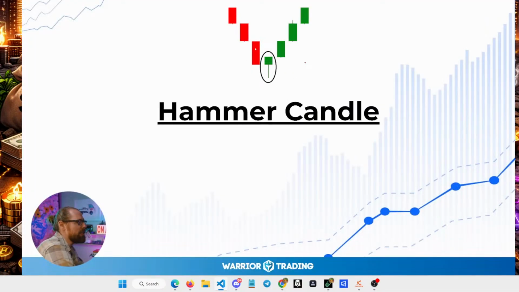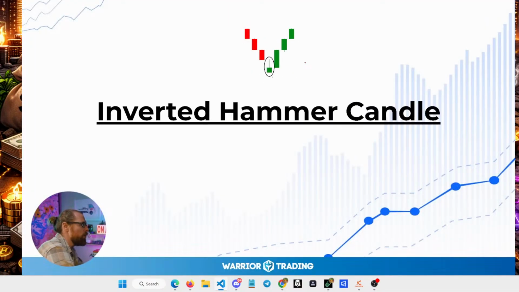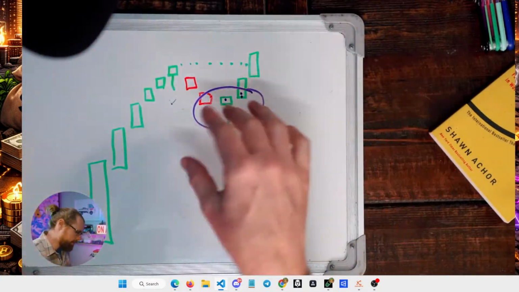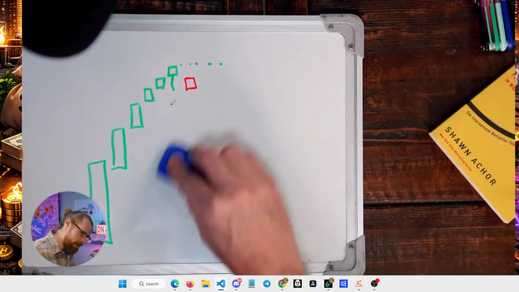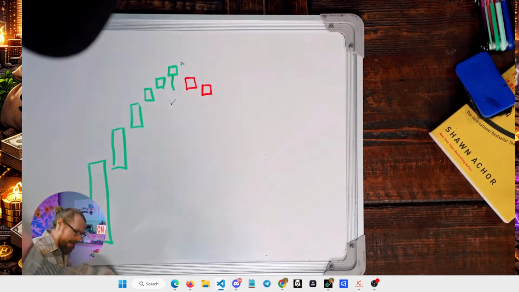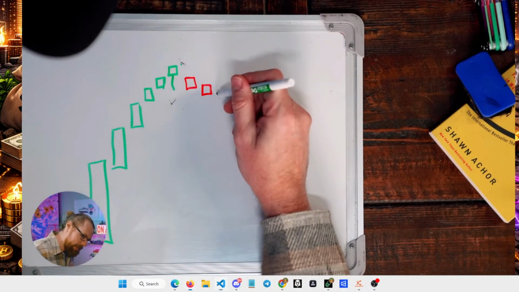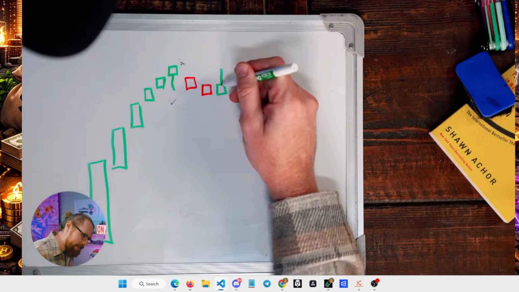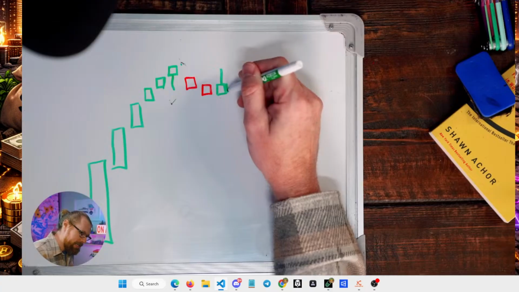So if a hammer at the very bottom is bullish, what does an inverted hammer mean? Well, an inverted hammer is very interesting. So an inverted hammer is essentially, you have this sell-off right here, and we'll just clear this out so we can draw it a little bit more clearly. So we sell off, and then we have this green candle, and what ends up happening on an inverted hammer is that the candle makes a new high, but then comes back down.